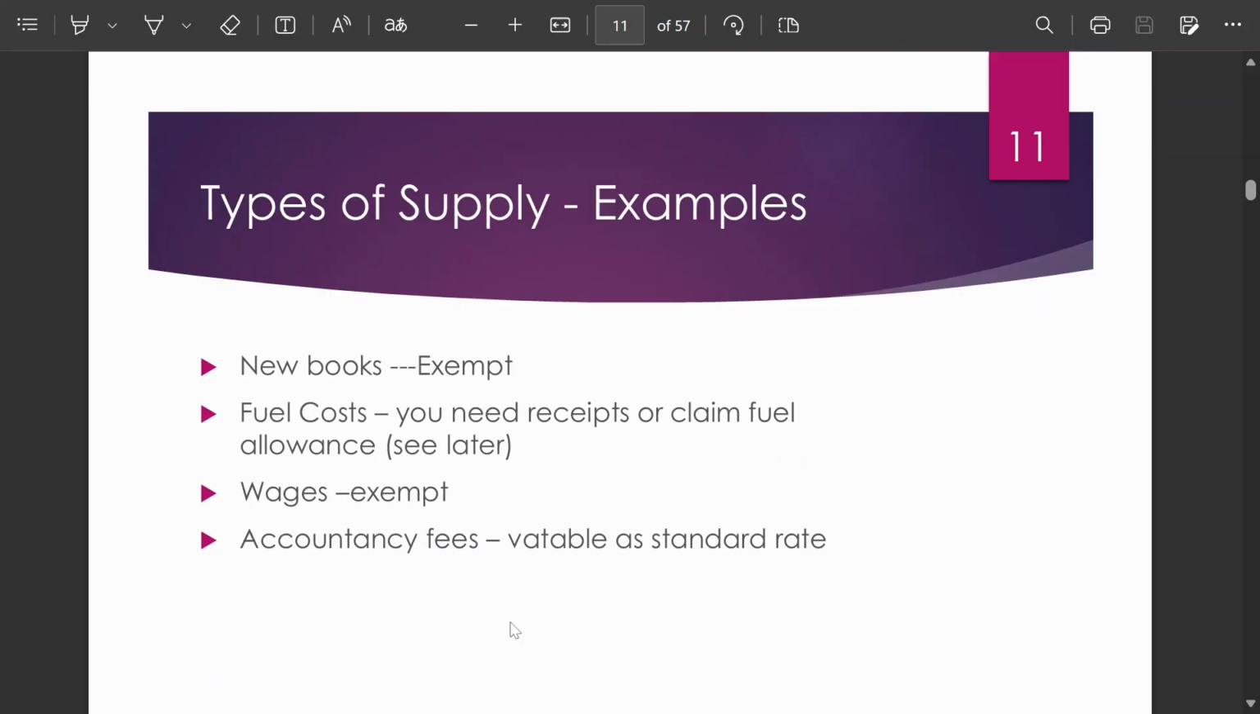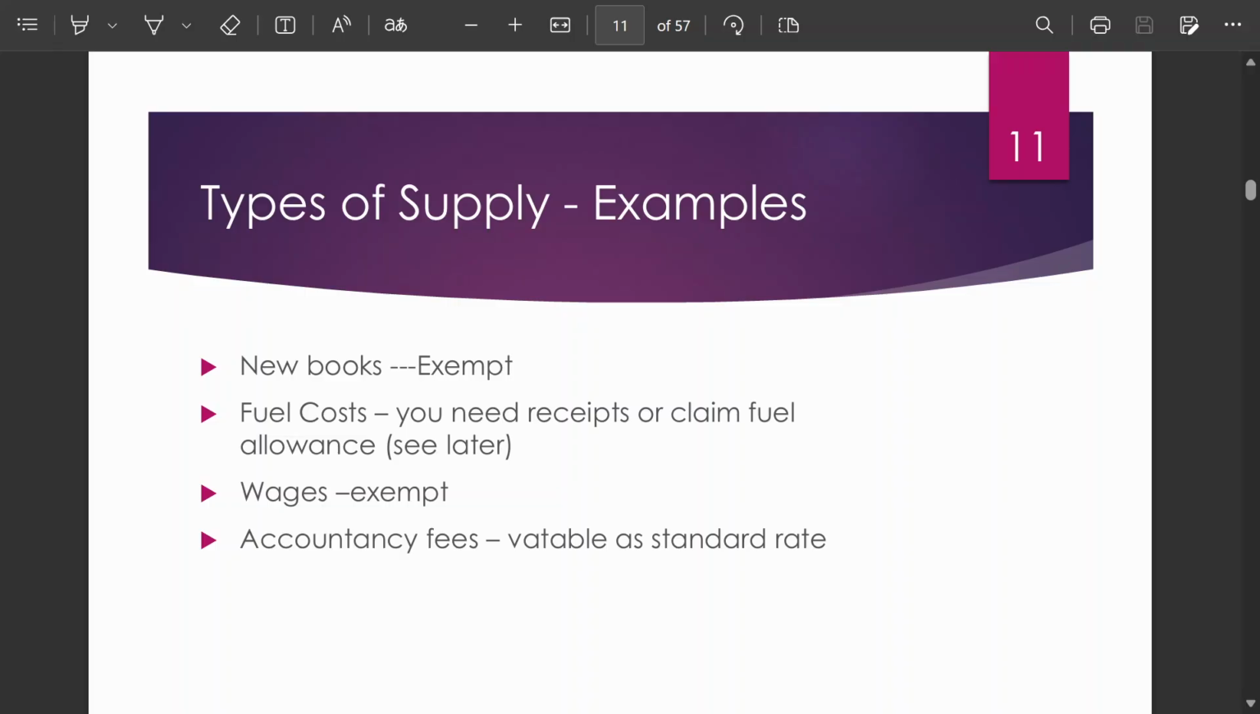Right, so types of supply, we have, okay, here are some more examples. Accountancy fees, these are standard rated supplies. Normally we don't give examples of standard rated supplies because they're defined by a residual definition, but wherever some examples are given in your slides, very important. You must remember every type of example given in your slides.